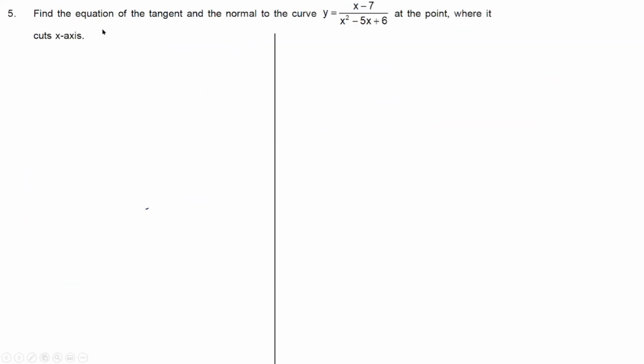The next question, find the equation of the tangent and normal to the curve y is equal to x minus 7 upon x square minus 5x plus 6 at the point where it cuts the x-axis. So here we need to find the equation of tangent and normal to this curve at the point where it cuts the x-axis. So at the point where it cuts the x-axis means here the y coordinate will be 0.